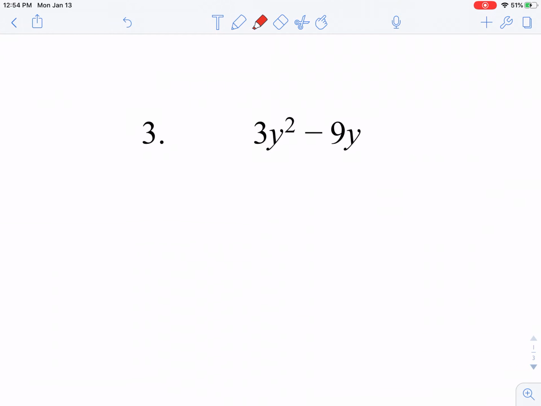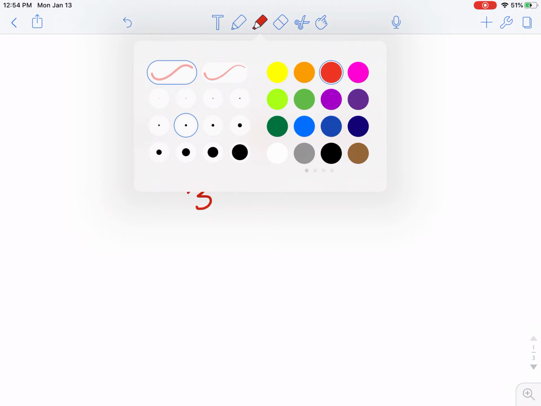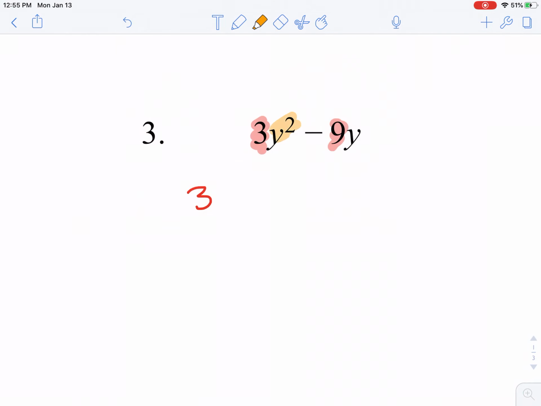So for number 3, again, the first thing we're going to do is look at those coefficients, that 3 and that 9 right there. Both of those are in fact divisible by 3, so we're going to take out a 3. Once we take out a 3, then we're going to look at our variables. We have a y squared in the first one and a y in the second one.